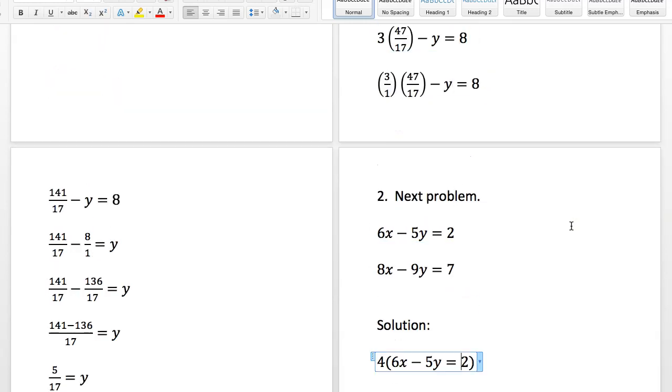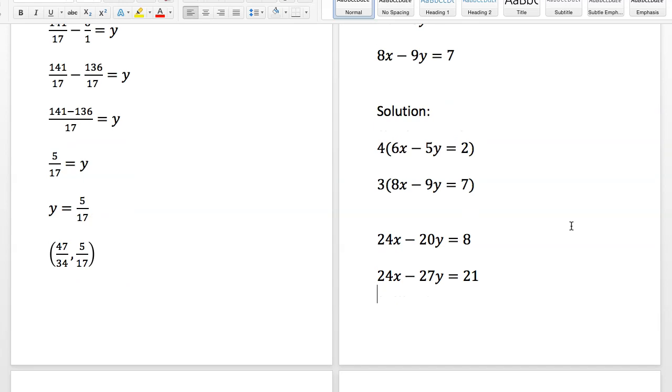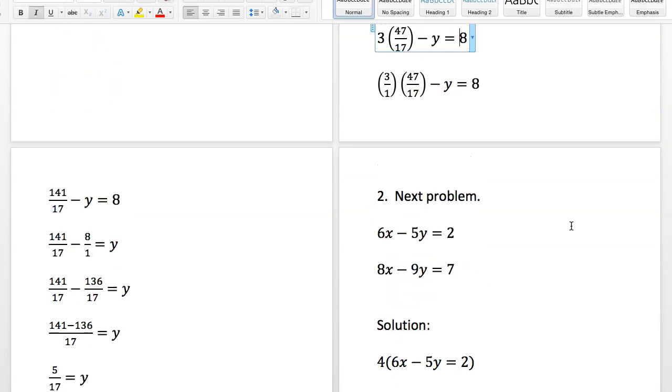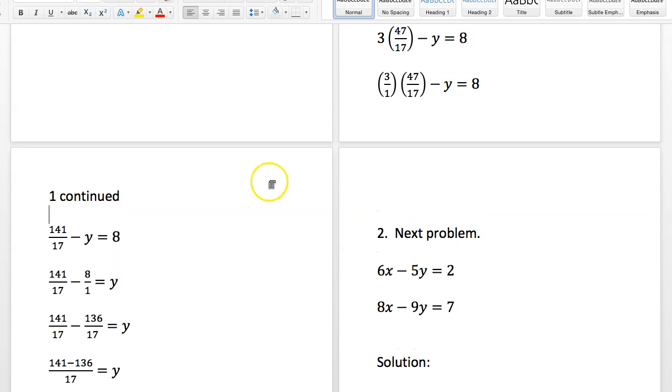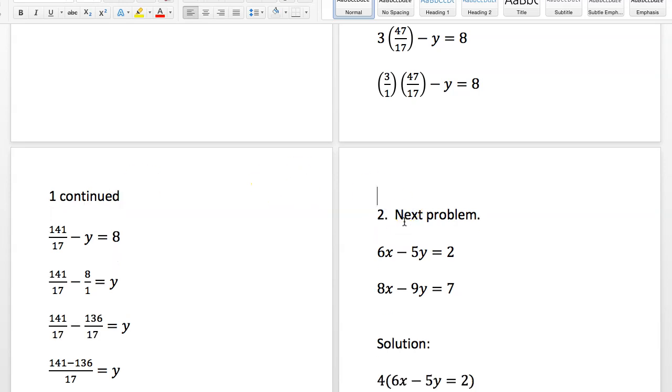Wait, I've gone a bridge too far. Wait, here's number 2, because to the left is number 1. This is actually problem 1 continued. I need to, yeah, this isn't it. This is 1 continued. But I mean, we're fine anyway. So here was number 2.